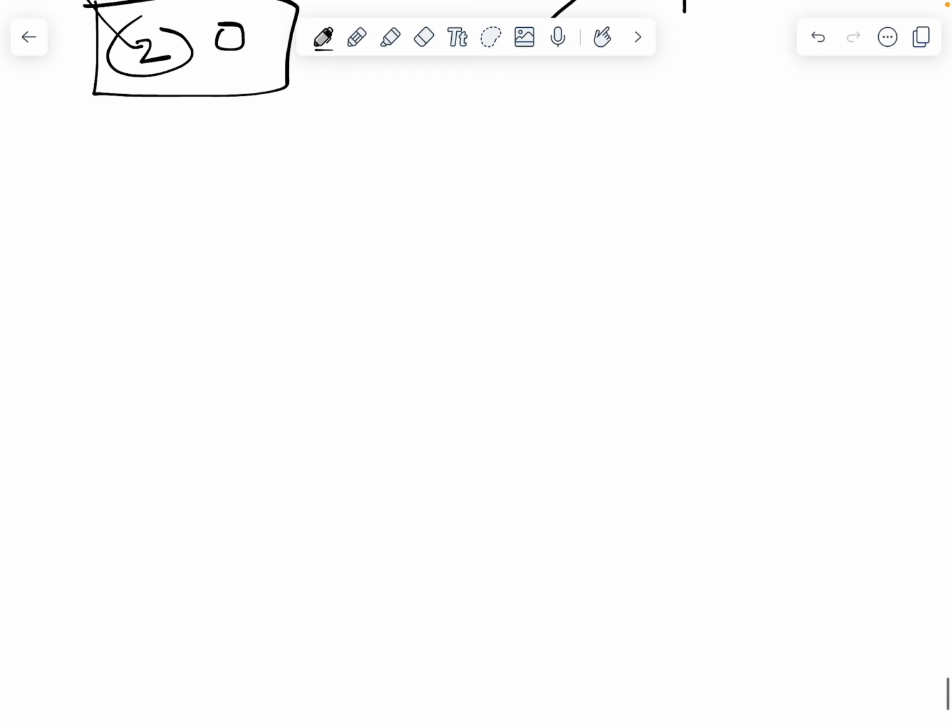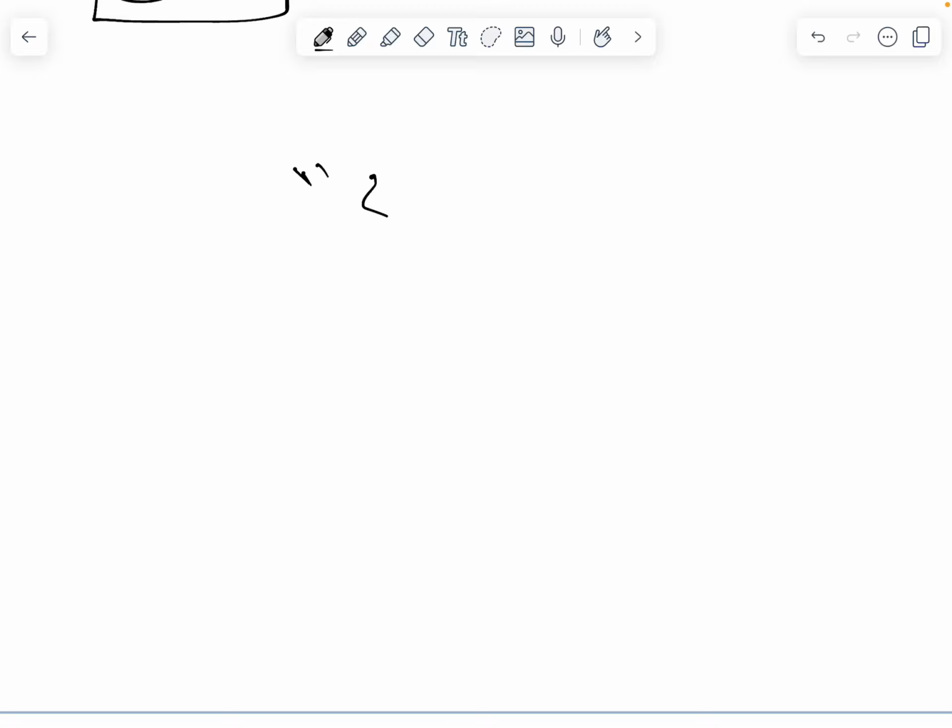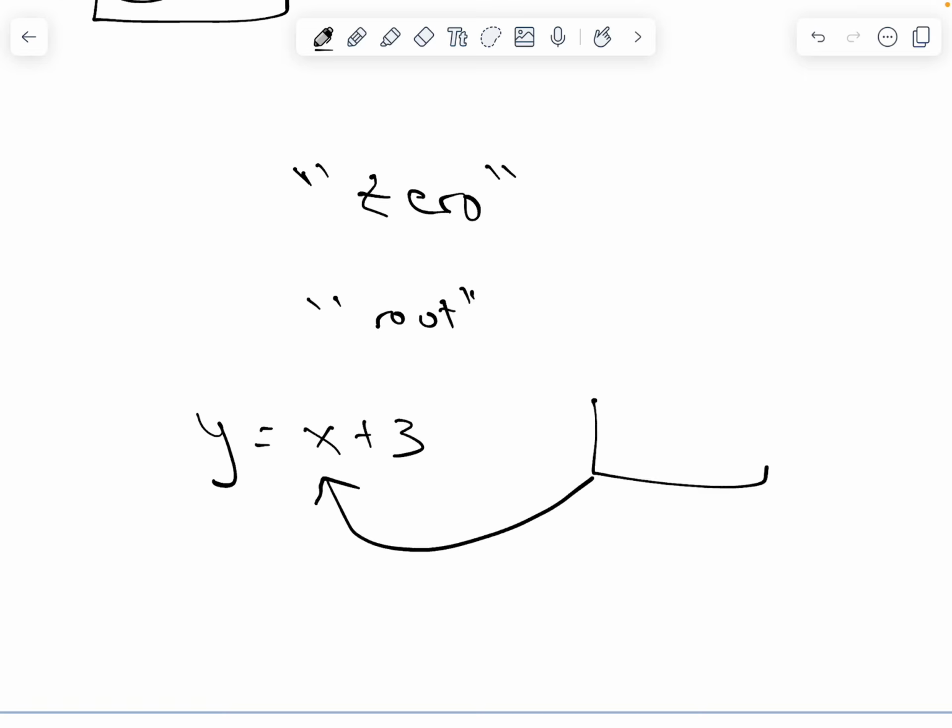Now there is a term called a zero. Sometimes it's also called a root. And a zero or a root is a value of x that makes the equation go to 0. So for example, if I have this equation, y equals x plus 3, you ask yourself, what could I substitute here in place of x to make a 0 pop out of this? And in this case, a -3 would be a 0, because when -3 is the x value, it makes the y value be equal to 0.